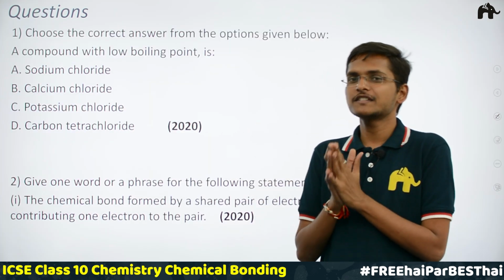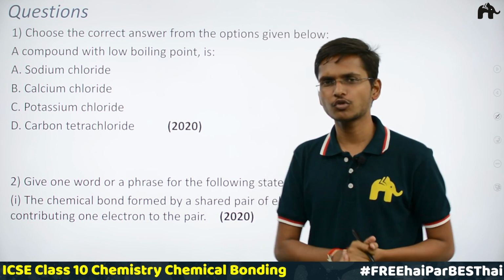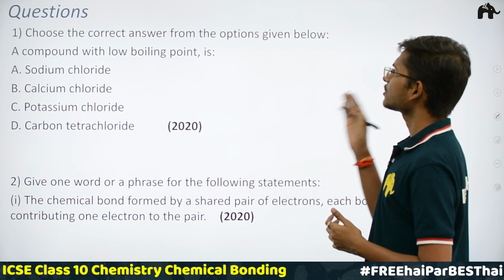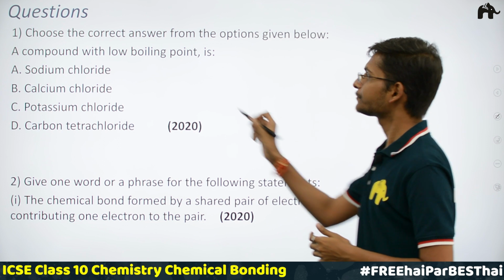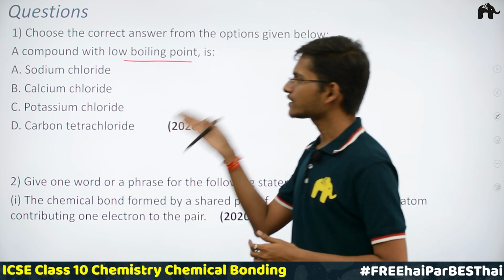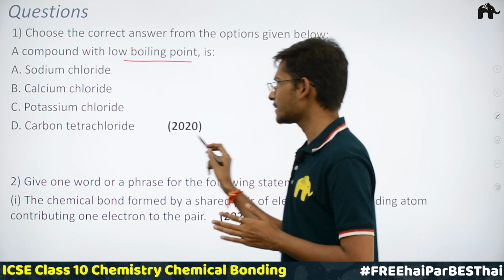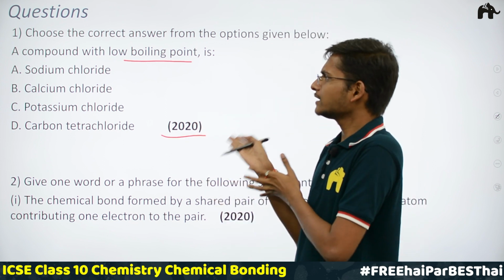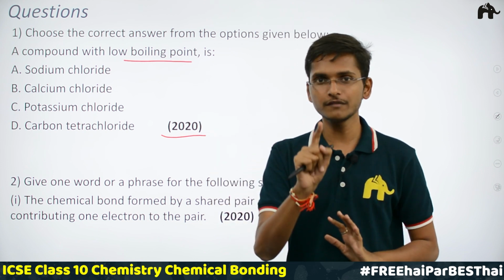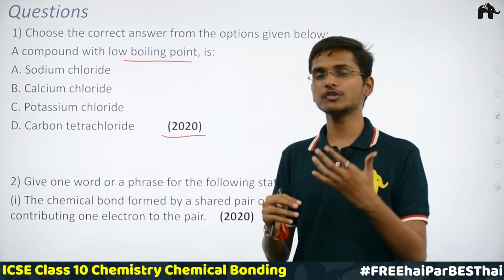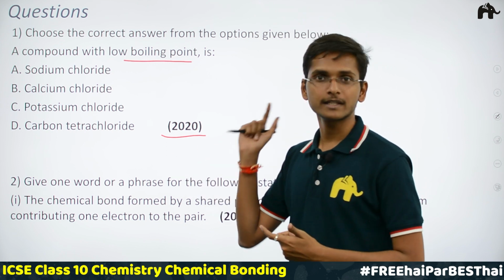Now let's see some questions to test whether you have understood the concepts which we have learned so far or not. So first is, choose the correct answer from the options given below. A compound with low boiling point is: sodium chloride, calcium chloride, potassium chloride, carbon tetrachloride. This was asked in your examinations in 2020. Out of these four, which do you think? You have to pause the video when I read the question, try on your own to answer, and then resume it, because I'm going to tell the answer very quickly.